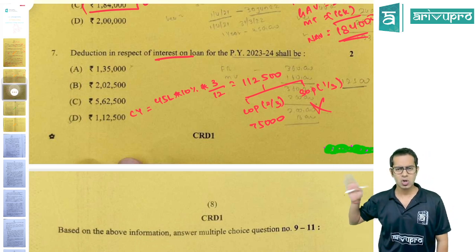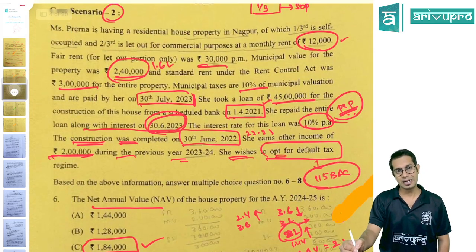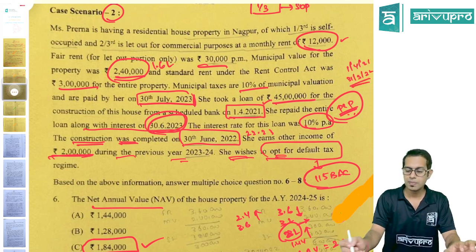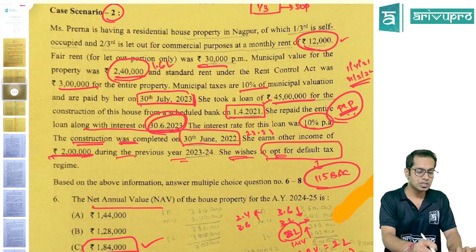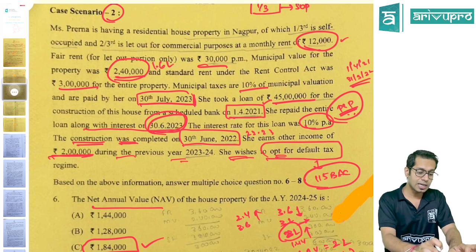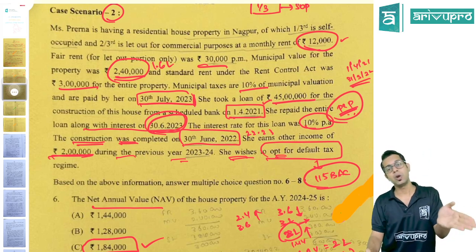So is your answer wrong? Wait. I told you there is also a concept of pre-construction period interest. So the loan was taken on 1st April 21. Till 31st of March 22, whatever interest was there, that interest will be called pre-construction period interest, which comes to 45 lakhs into 10%, 4,50,000.